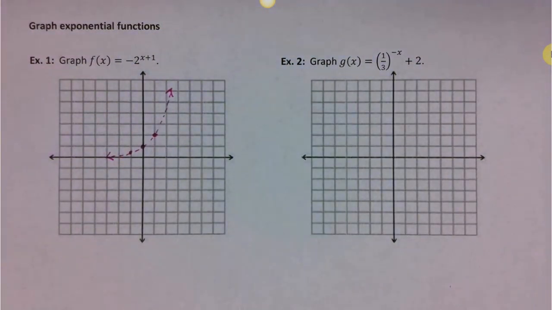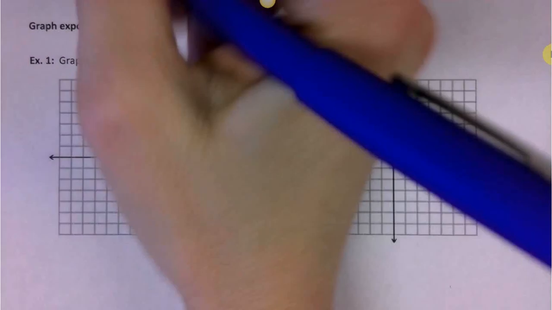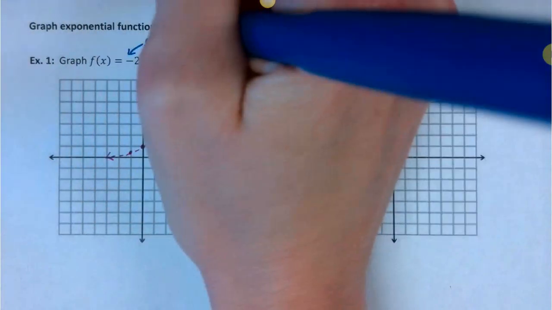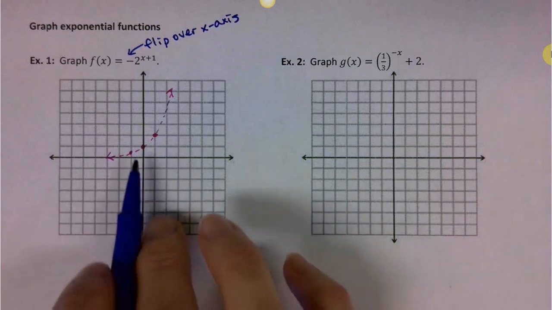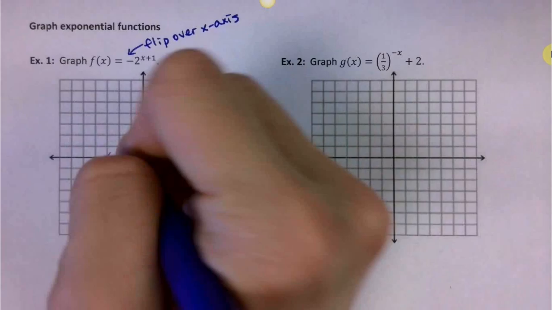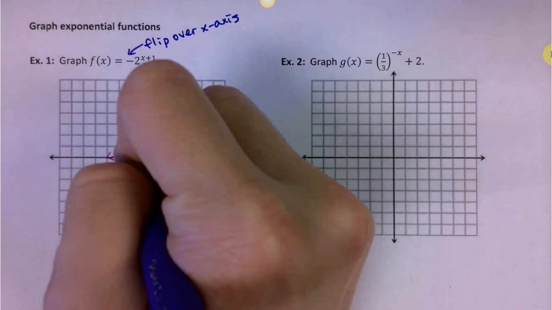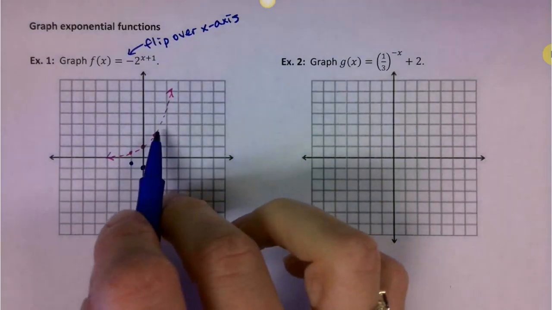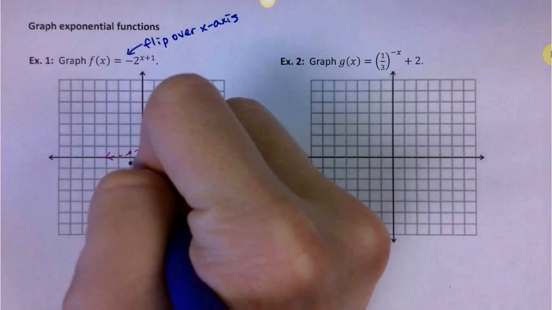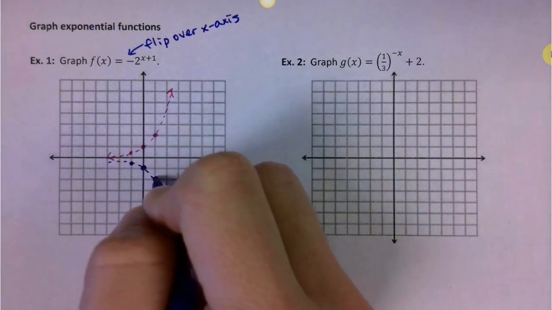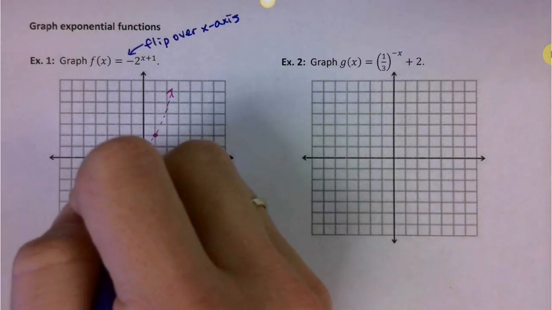So now applying transformations, what the negative in front of the 2 tells us to do is to flip the graph over the x-axis. So that's going to take this point from a positive 1/2 to a negative 1/2, this point from a positive 1 to a negative 1, and this point from a positive 2 to a negative 2. So just taking care of that negative gives us something that looks like this.